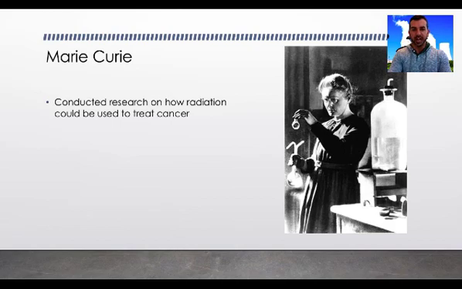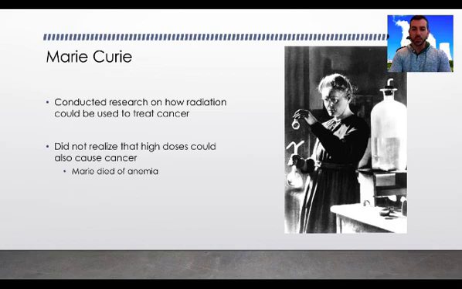So to focus specifically on Marie for just a moment, she conducted research on how radiation could be used in order to treat cancer. So all of our cancer treatments can really go back all the way to Marie Curie with how we deal with radiation now to treat cancers. However wonderful that this may be, and it was, she devoted her entire life to science, to figuring out how to cure and treat cancers, and she didn't realize that high doses could also cause cancer, and she ended up dying of anemia. So she was looking into radiation to treat cancer, but in the process never realized that such high levels of radiation could actually cause cancer.